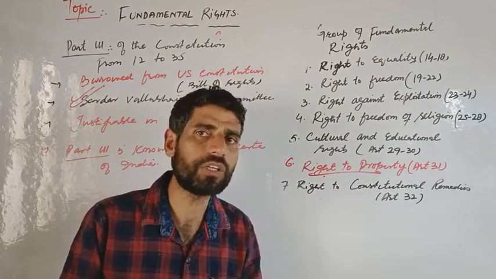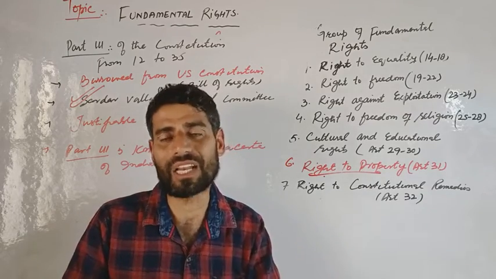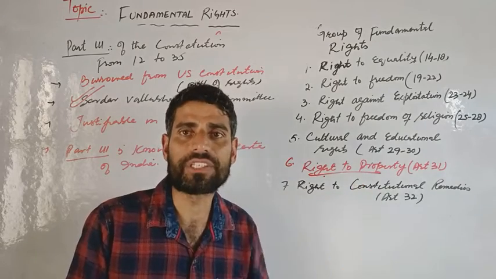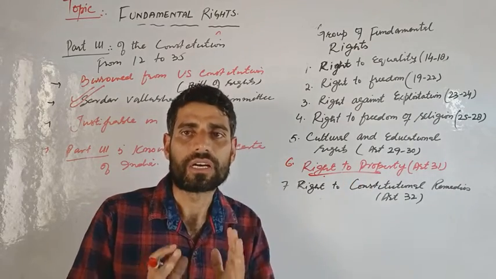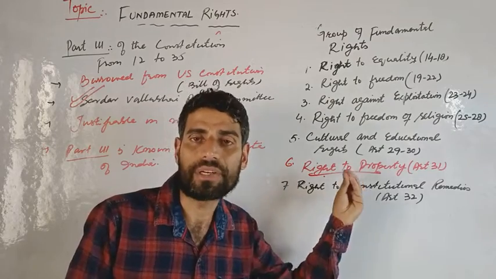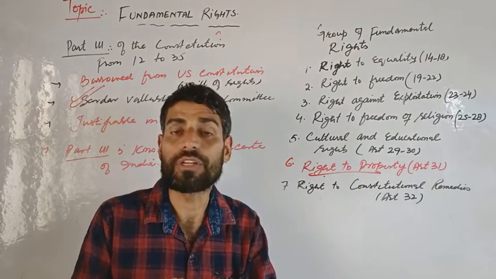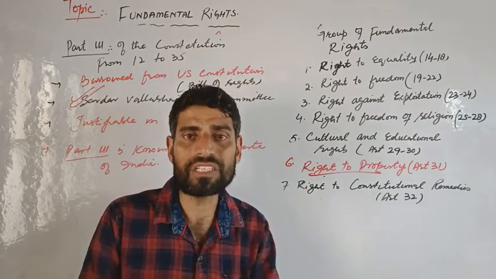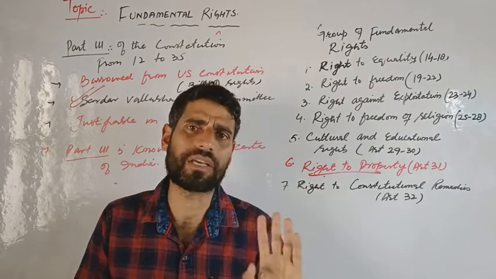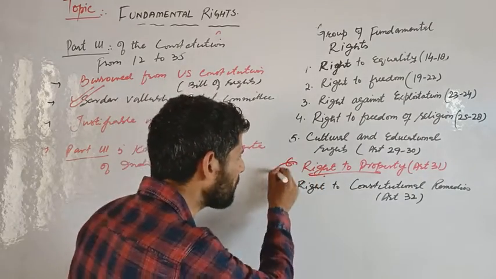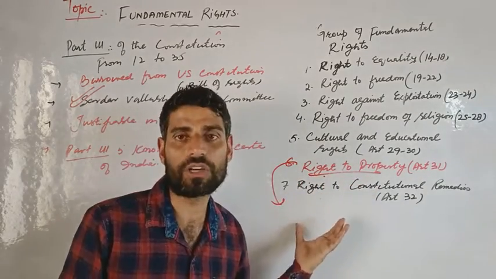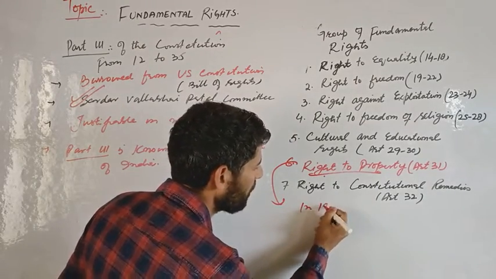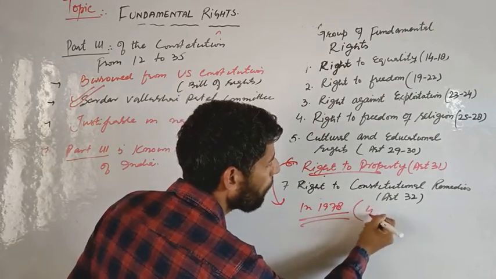In the original Constitution, there was a group of 7 fundamental rights: right to equality, right to freedom, right against exploitation, right to freedom of religion, cultural and educational rights, right to property, and right to constitutional remedies. So dear students, at present we are enjoying 6 fundamental rights, because the right to property, once a fundamental right in the original Constitution, was deleted from the list of fundamental rights in the year 1978, through the 44th constitutional amendment.